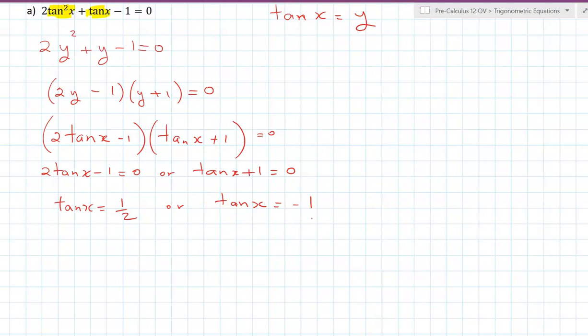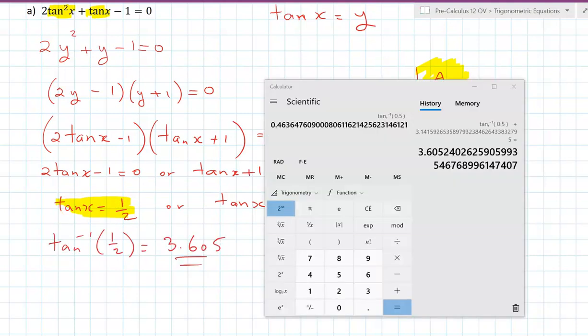Great, now we're going to go through and solve each of these two equations. Now remember your CAST again. Tangent is positive in what quadrant? The positive tangent is in quadrants 1 and 3. That's the positive for tangent. All right, so now you can just go ahead and take out your calculator. So when you punch the value in, you will get 0.4636. That's the tan inverse of 0.5, and that's what you will get.